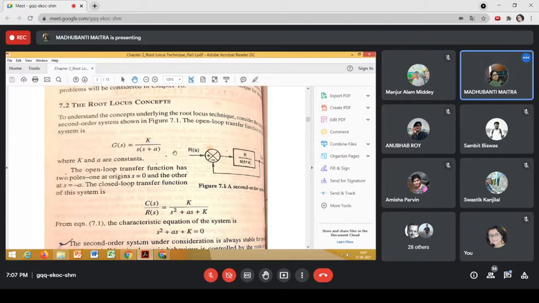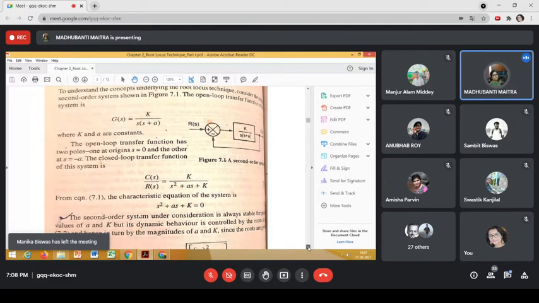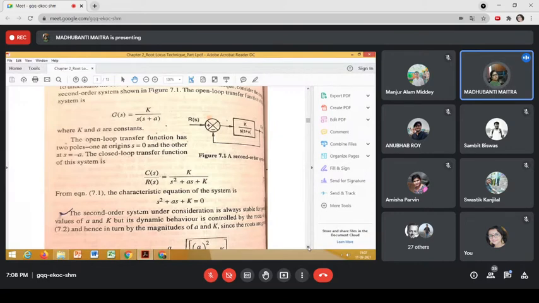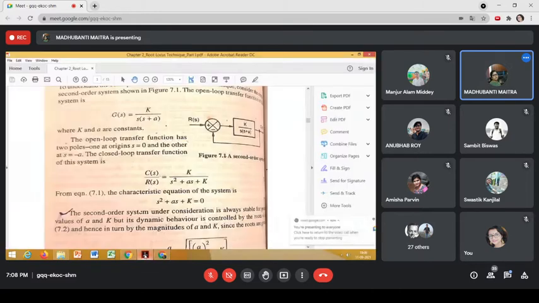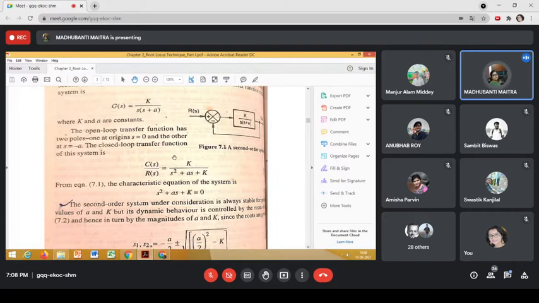Now, it's a second order system, so very easily we can find the two roots of the characteristic equation, or in other words, the two closed loop poles of the system. For that, we'll have to form the closed loop transfer function, C(s) by R(s), using this open loop transfer function. So the closed loop transfer function T(s) will be equal to K by s square plus a s plus K.